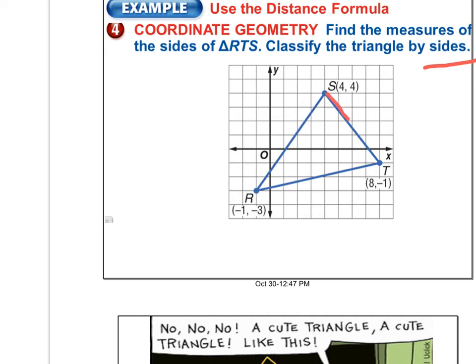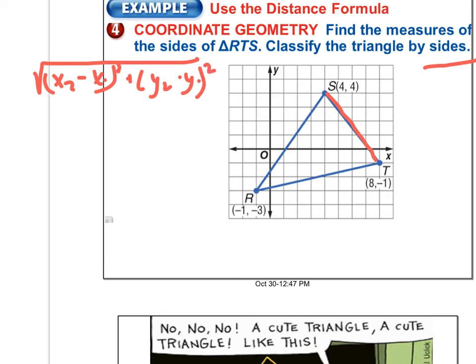So finding these lengths, you have to go back to something from early in the year. It's called the distance formula. These are at angles, so you can't just count. The distance formula, if you remember, is the square root of x2 minus x1 squared plus y2 minus y1 squared. So you take the x values to find the length of the red side, and subtract them. So you get 8 minus 4 or 4 minus 8. Doesn't really matter because you'll square it, it'll be positive anyway.